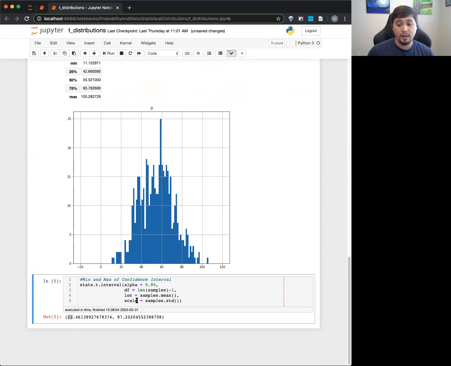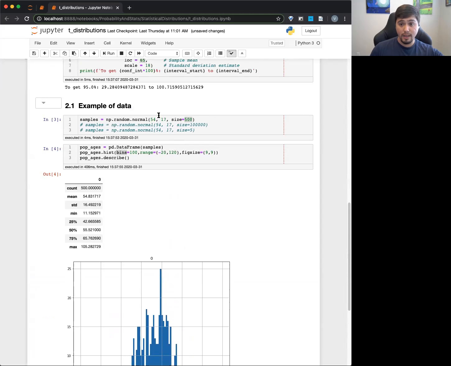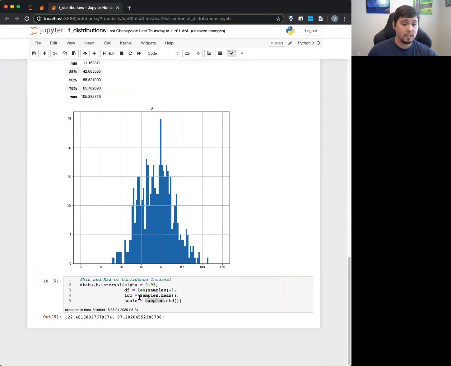So we're taking the mean from this, and then from the samples, our sample standard deviation, so this is all calculated from here. We say the 95% confidence interval goes from 22 to 87. And we can see the real mean is actually 54, so that falls within it.